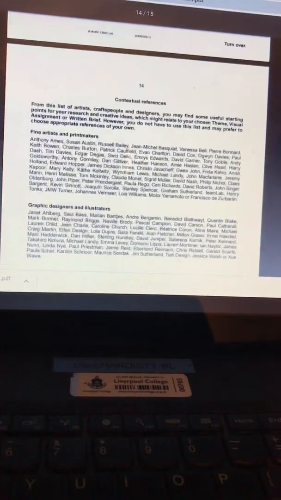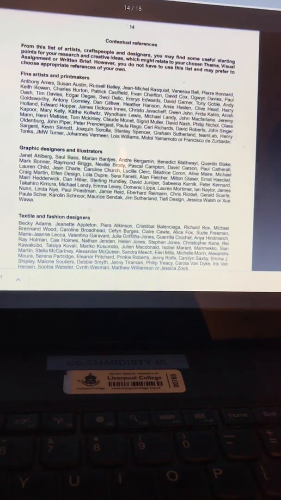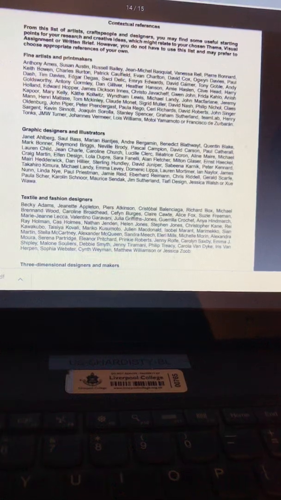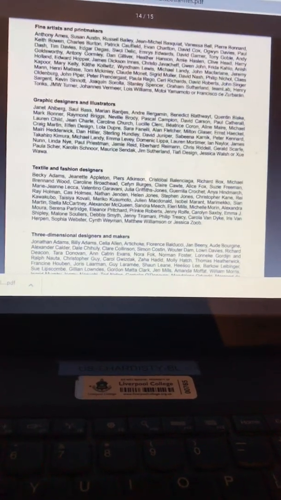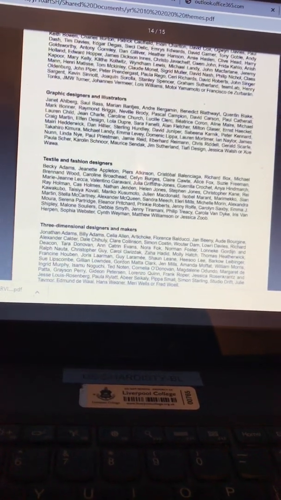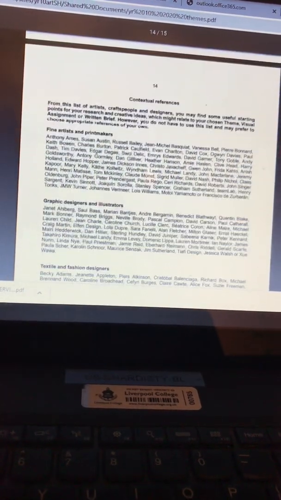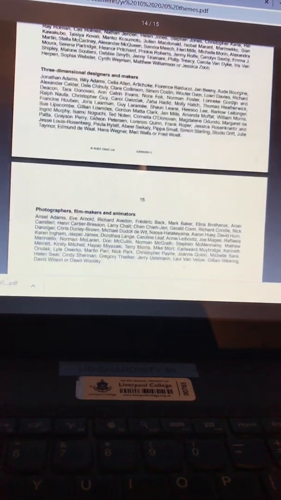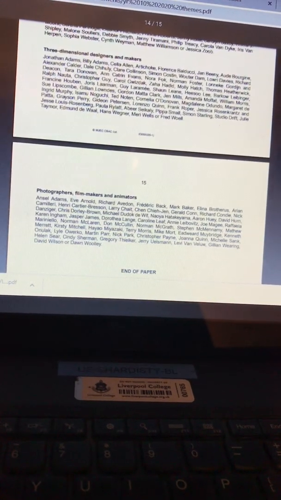On page 14 of this document, you'll also find a list of artists and craftspeople and designers you could use. So if you're not quite sure of which theme, but you know you want to do something with textiles or fashion, you could look at the fashion designers to get ideas and then make them suitable to one of the themes. If there isn't a theme that inspires you, you can create your own through discussion with me, but to be honest, they are very vague, so you can interpret them in whatever way you want.